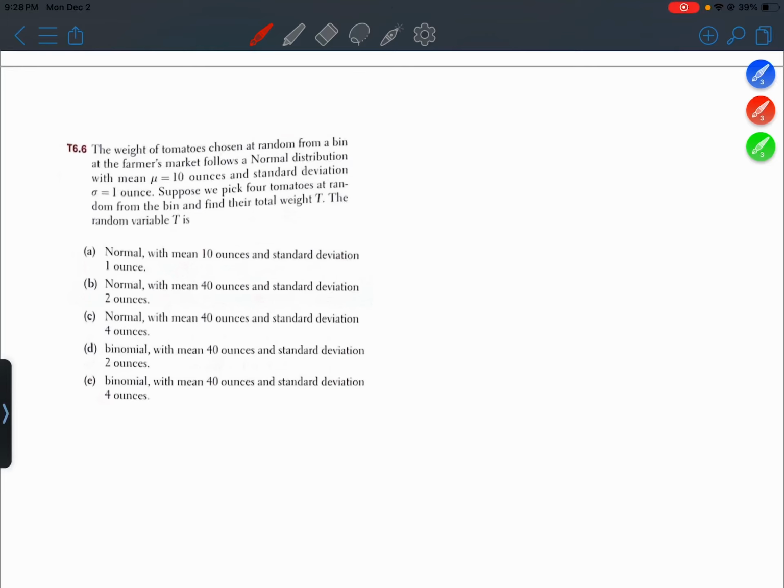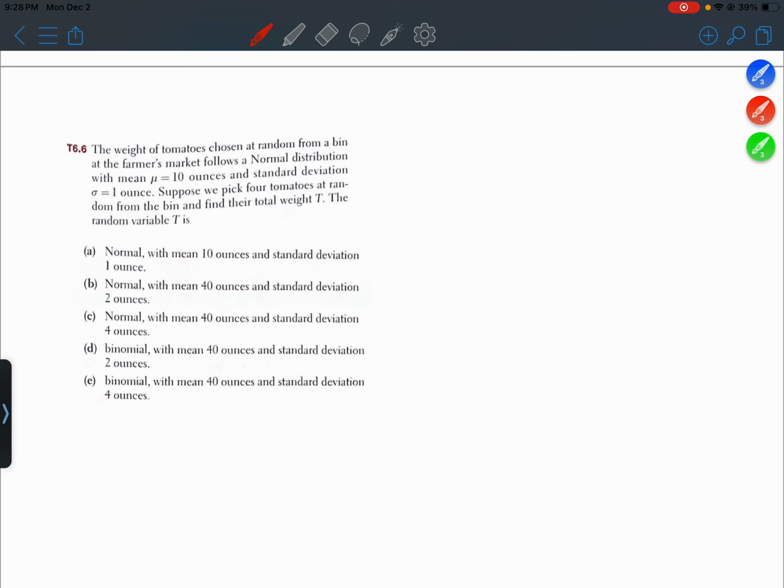All right, question 6.6. The weight of tomatoes chosen at random from a bin at the farmer's market follows a normal distribution with mean 10 ounces and standard deviation 1 ounce. Suppose we pick 4 tomatoes at random from the bin and find their total weight. The random variable T is, and then we have 5 choices.